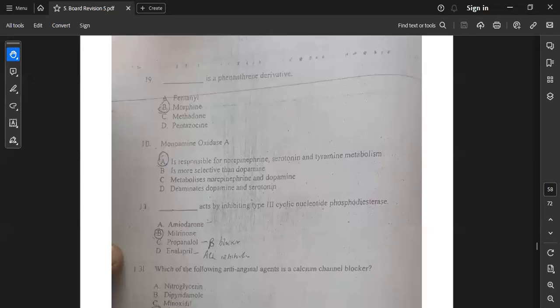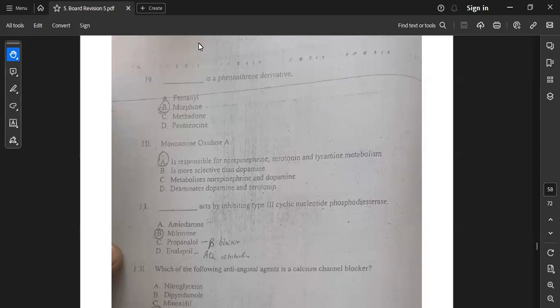Oxytocin. Anyone who knows? Morphine. Guy is telling us the answer is morphine. Who else has a different opinion?